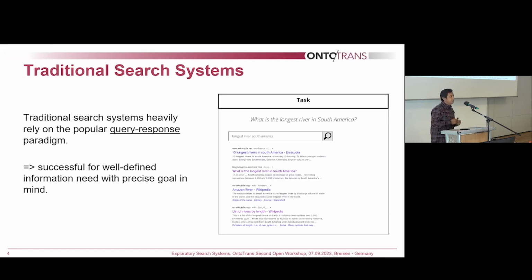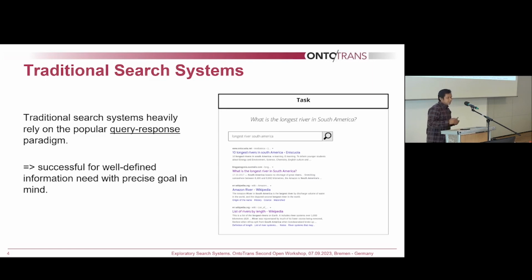Everybody should already know about the traditional search system, something that relies on this really popular query-response paradigm. And this is really successful for well-defined information search with a precise goal in mind. Let me ask you, how many of you already use search systems today? So almost all of you. Probably some of you already did it now to search about what an exploratory search system is. So this is clear. When you have something in mind and you want to know what it is about, then this is something that you would like to use.